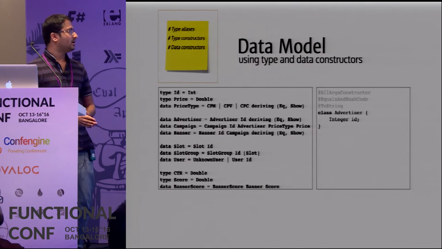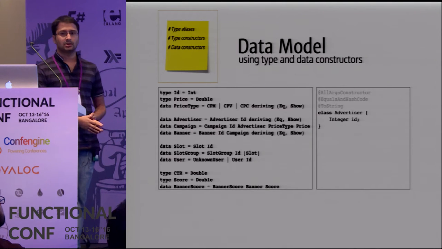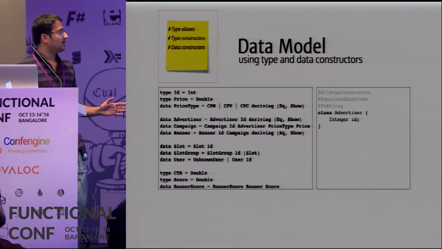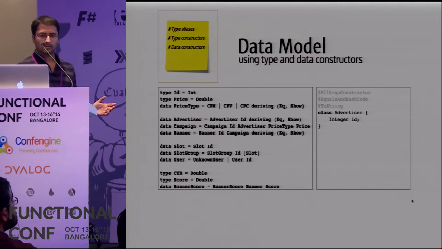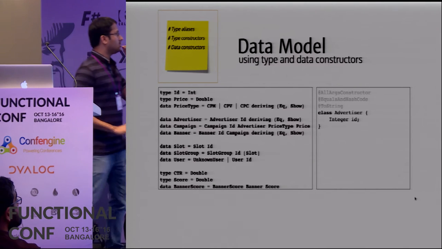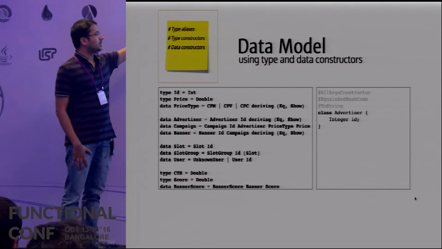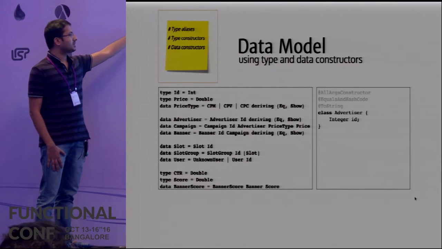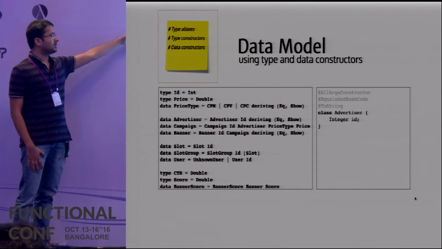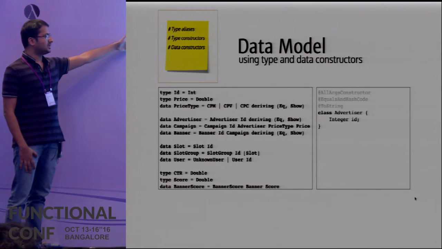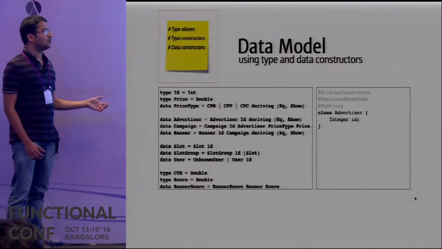So what I've tried here is to represent the data model using Haskell's type constructors and data constructors. I'm using Haskell here for conciseness and to show how it compares with Java code. As you can see here, there is a type alias for price, and there is an enumeration for pricing type. I've defined data types for advertiser, campaign, and banner with all the relationships. I've defined data types here for slot and slot group. And the user here is either an unknown user or a user whose ID we know.